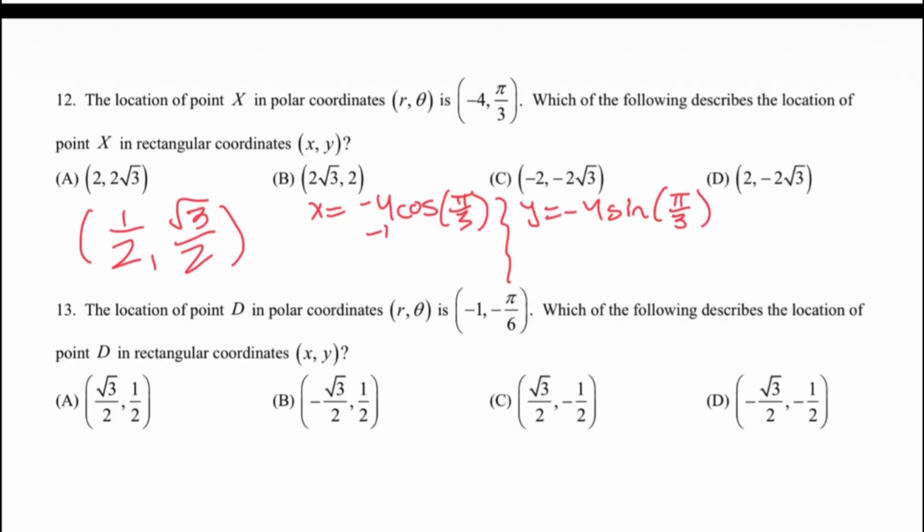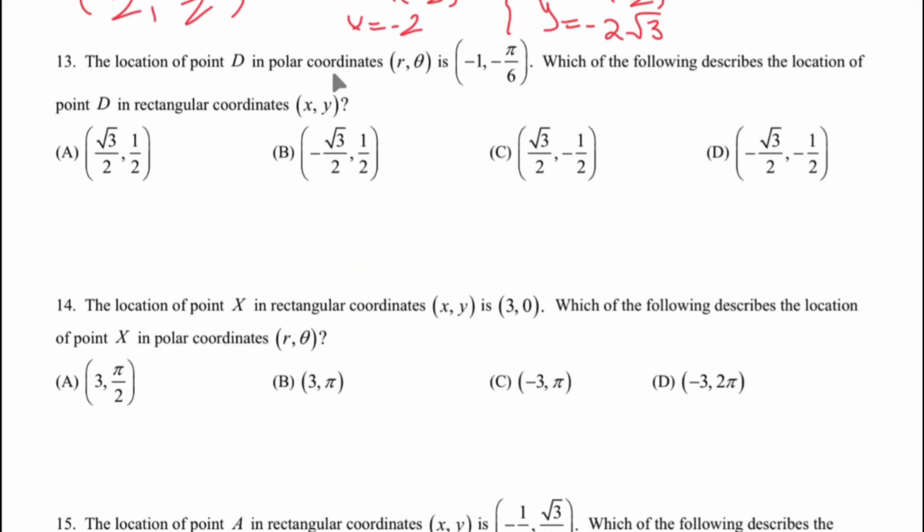So back to x, negative 4. The cosine is 1/2, so that's going to give us negative 2. And then y, that's negative 4 square root of 3 over 2. 4 divided by 2 is going to give us negative 2, negative 2 square root of 3. So it looks like our answer has both negatives, so it's C.